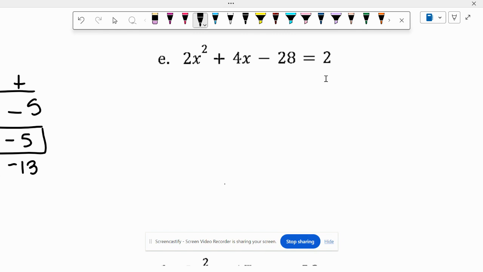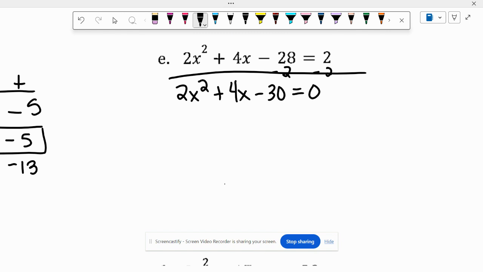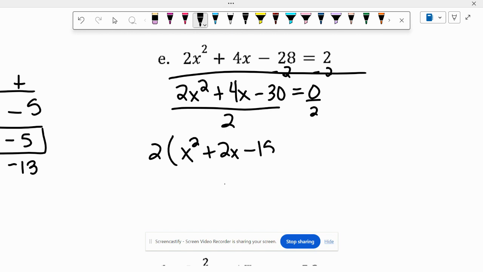What do I have to do to solve this? I have to subtract 2. Oops, sorry, I didn't mean to cancel that out. So that's 2x squared plus 4x, a negative 28 and a negative 2 gives me a negative 30, equals 0. Does anybody see something that I can take from everything? A 2. I can divide everything by a 2, everything on both sides, right? The cool thing about that is it gives me x squared plus 2x minus 15 equals, well, 0 divided by 2 is still 0.